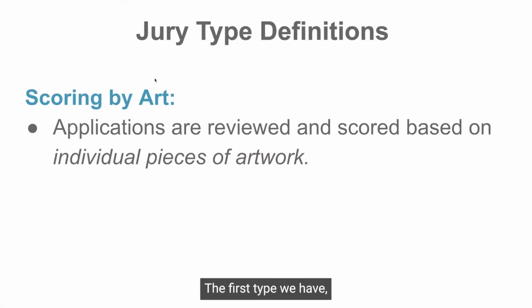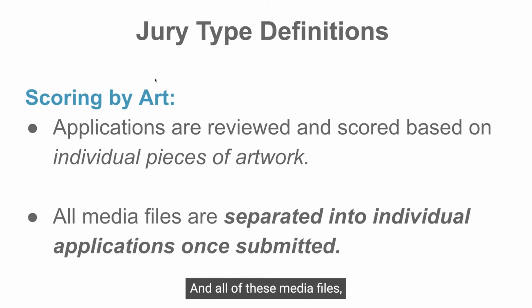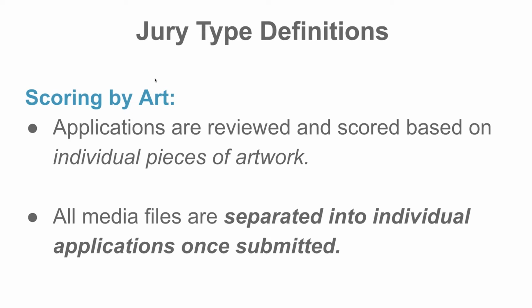The first jury type we have, which is the first call we applied to, was called scoring by art. This means that applications are reviewed and scored based on individual pieces of artwork. This jury type allows artists to apply once with as many media samples or as many artwork as allowed. And all of these media files, this is the important part, are separated into individual applications once submitted.